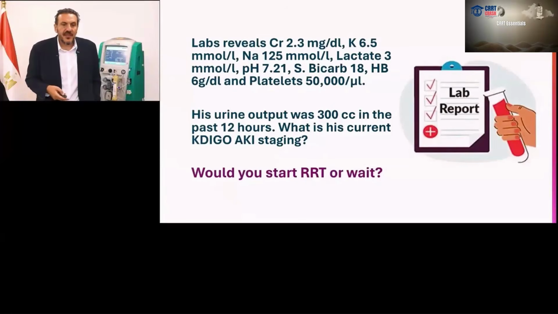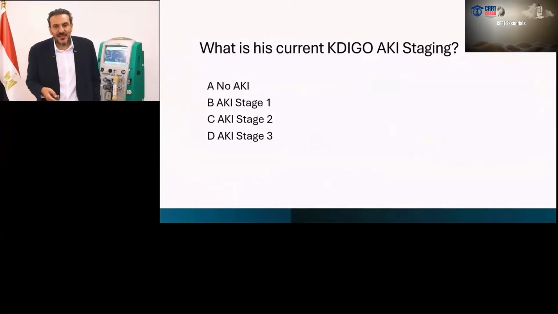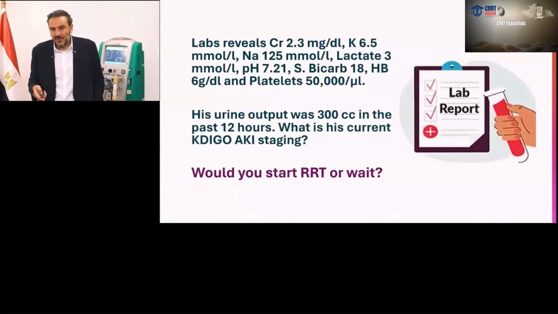What is his current KDIGO staging? Now, A would be no AKI, stage 0, B, AKI stage 1, C, AKI stage 2, and D, AKI stage 3. The correct answer is the oliguria, as you can see, 300 cc. If you divide them by the weight of the patient, which is around 100, is 0.3, which is oliguria, in the past 12 hours. So the oliguria is more than 6 hours, and now it's more than 12 hours.